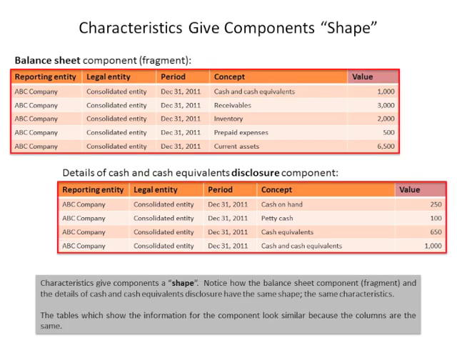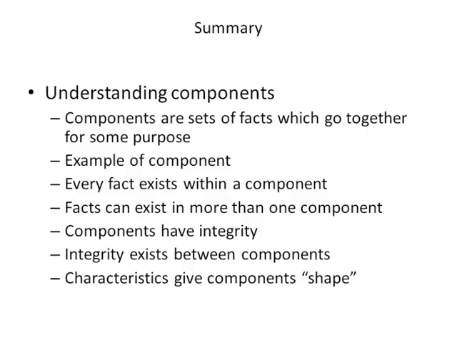Next, I want to talk about the notion of shape. Characteristics give components shape. So here we see the same balance sheet component and the details of cash and cash equivalents disclosure component. Notice how the balance sheet component and the details of cash and cash equivalents have the same shape, the same characteristics. So the table shows the information for the components, and the tables look similar because the columns are the same. So that is what I mean by the notion of shape.